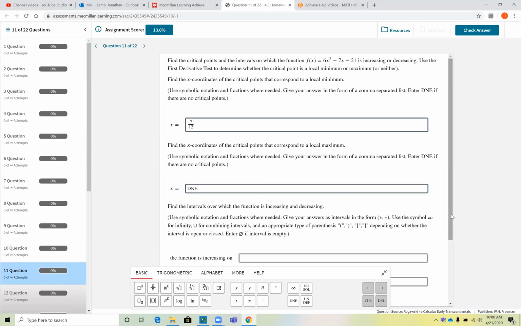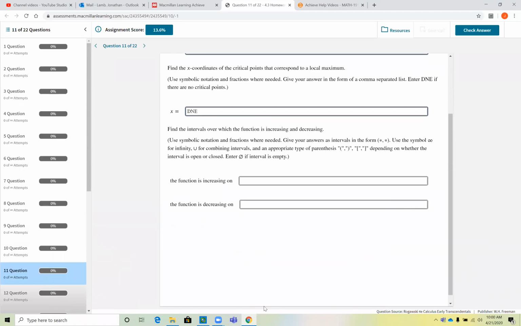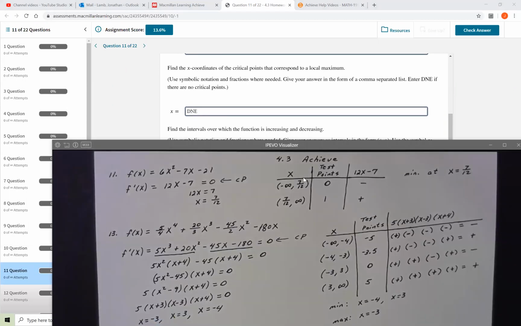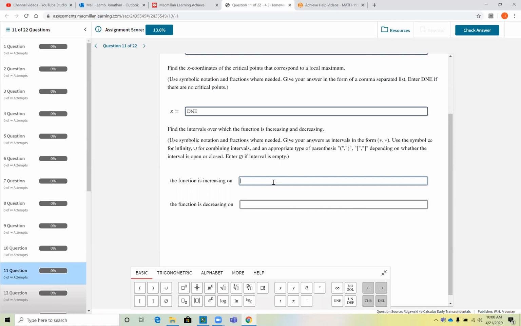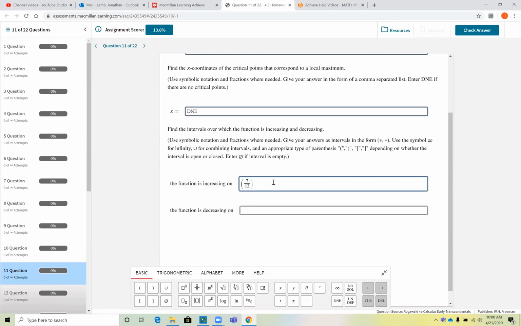And then we can say, for my next one, the function is increasing. Well, again, remember, the function is increasing whenever the derivative is positive. The derivative is positive from 7 over 12 to infinity. So I can go in here and say it's increasing between 7 over 12 and then infinity. Whoops, you have to make sure to get out of the fraction first, comma, infinity.